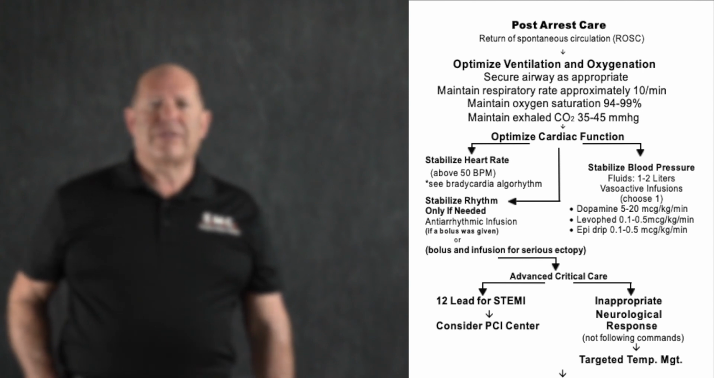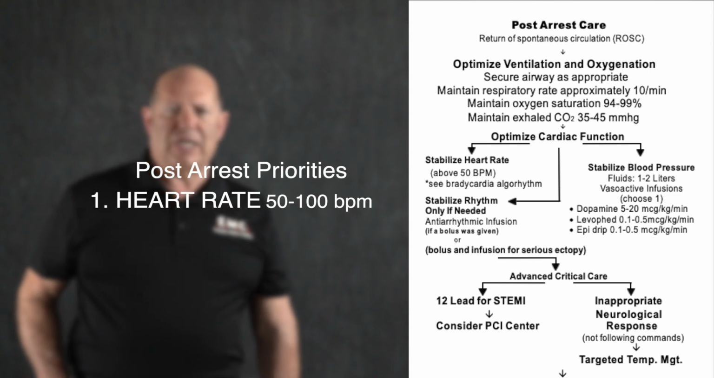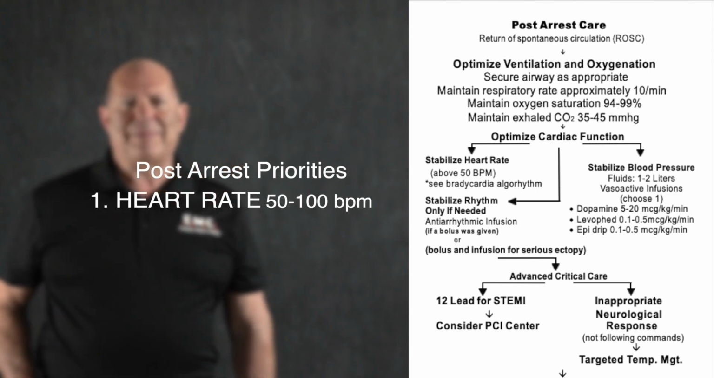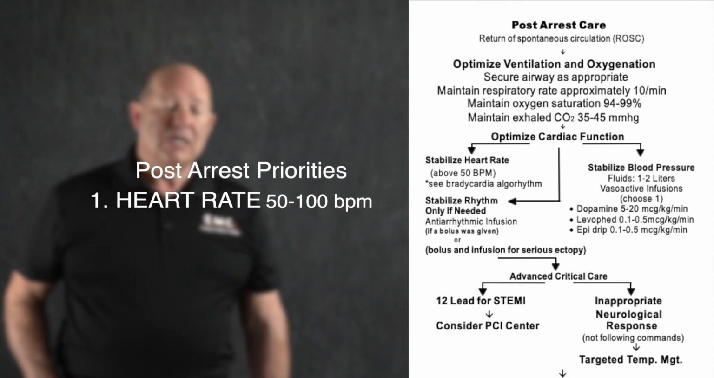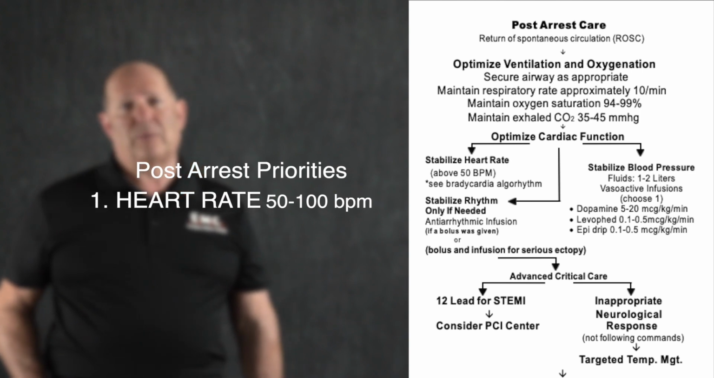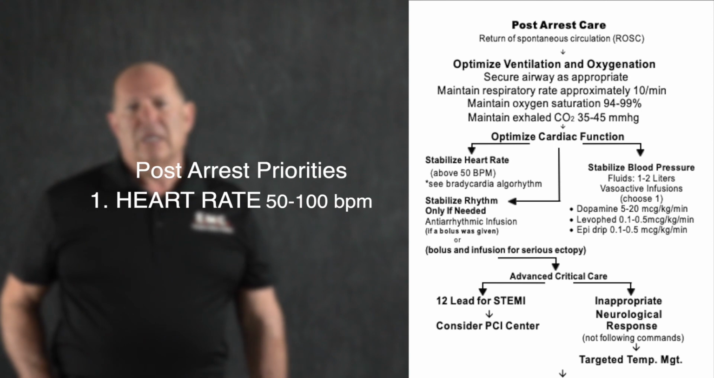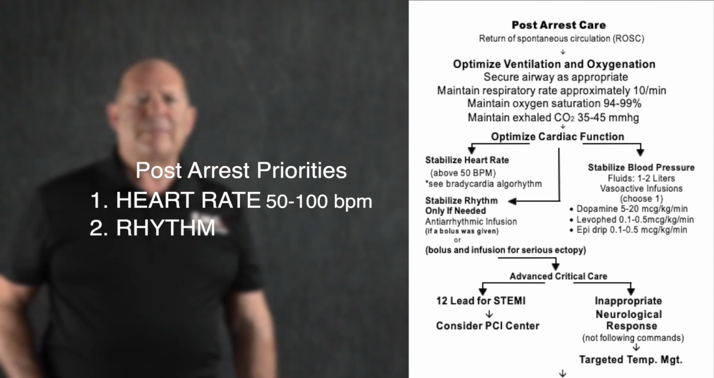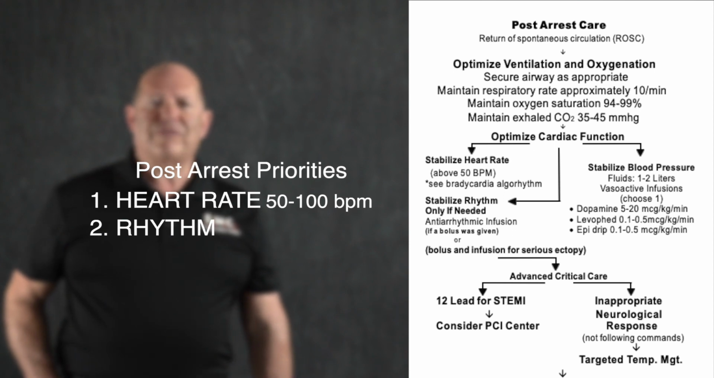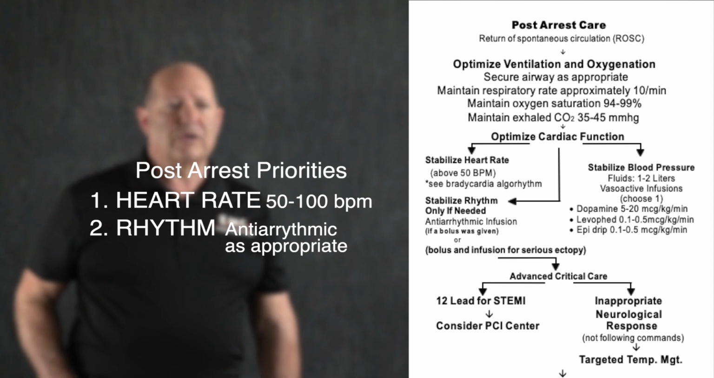And then stabilizing the 3 things in order. Heart rate: we want a normal heart rate, so between 50 and 100. We don't start changing it unless it's significantly below 50 and maintaining, or unless it's over 150 and maintaining. Sometimes post-arrest patients will just be a little bit tachycardic or bradycardic and frequently fix that on their own. Fix the rhythm if that's appropriate. What that might mean is somebody might need to order an infusion of whatever antiarrhythmic was given to that patient during the arrest.